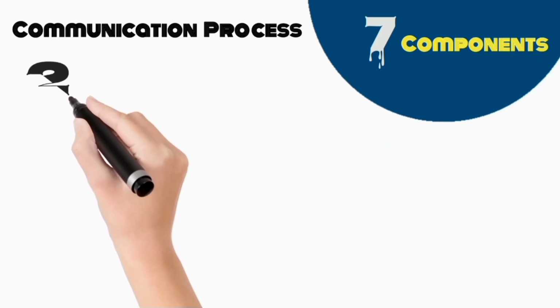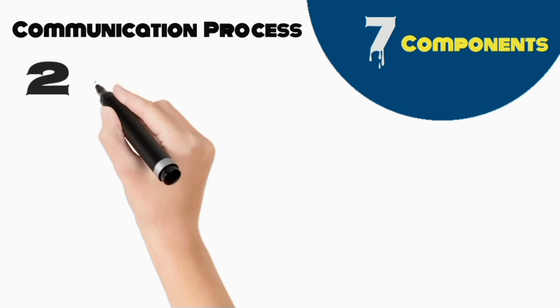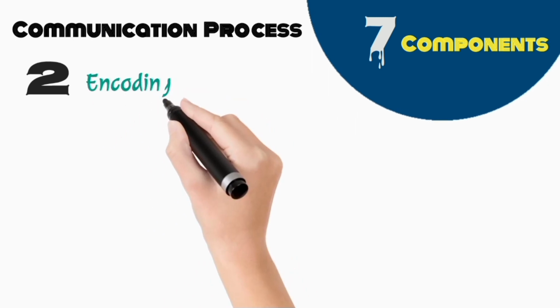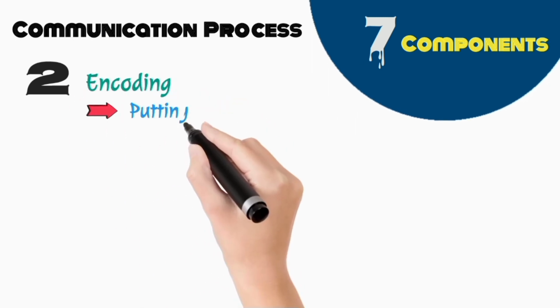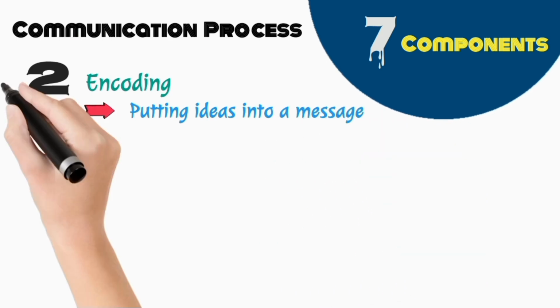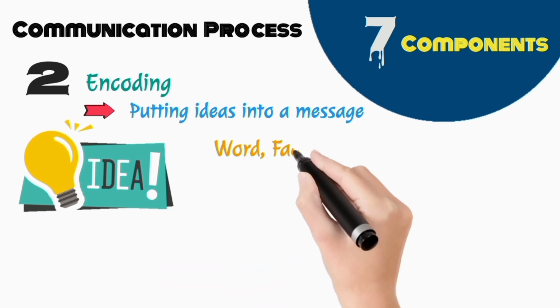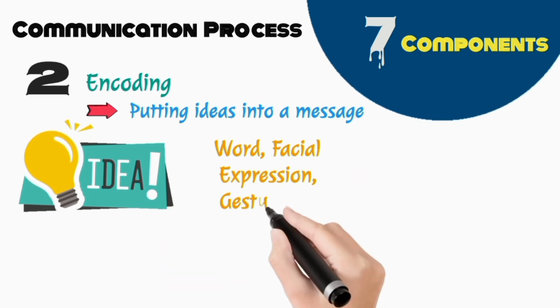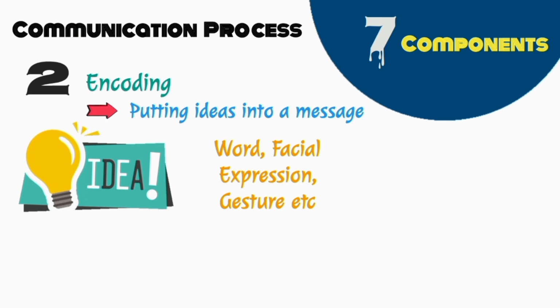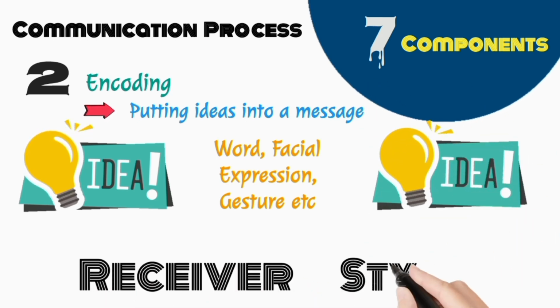The second component of communication is encoding, which means putting ideas into a message. In the process of encoding, an idea may take the form of words, facial expressions, gestures, etc. Encoding depends on our ideas, our receiver, and our style.